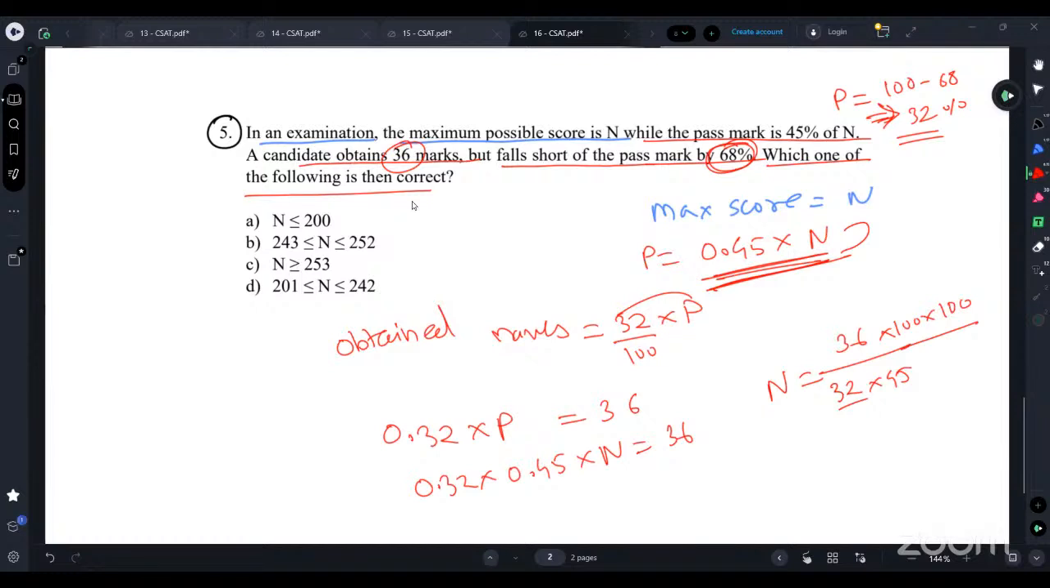Okay. Now if you solve this, 4 8s are 32, 4 9s are 36, 9 5s are 45. Then this 8 5s are 40 and 40 into 2.5 is 100. So 2.5 into 100 is 250. So n's value will be 250. So what is the correct answer? N is less than 200? No. N is between 243 and 252? Yes, it seems the correct answer. N is greater than 253? No. So option B is the correct answer in this case, right? So option B is the correct answer.